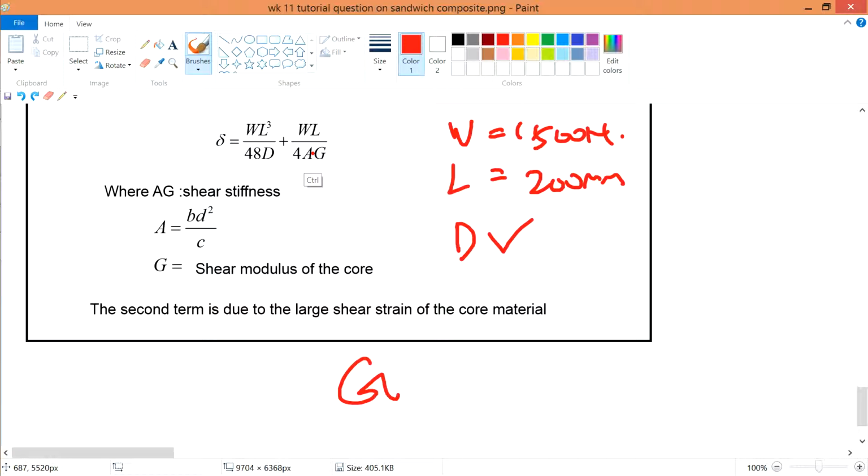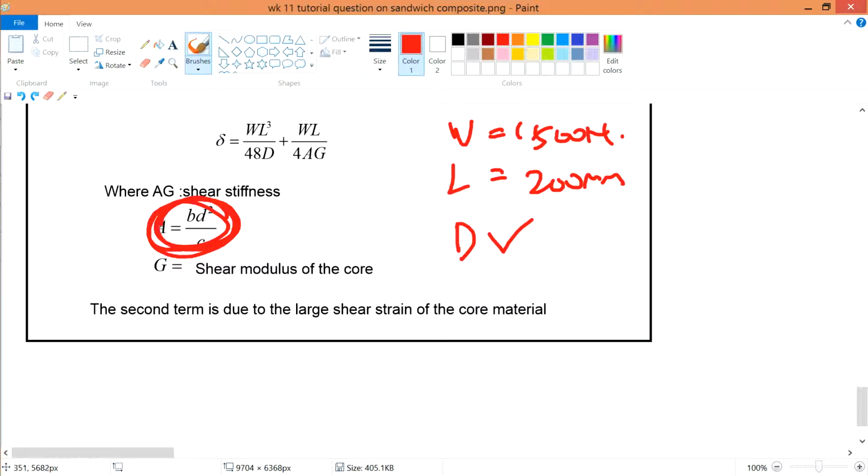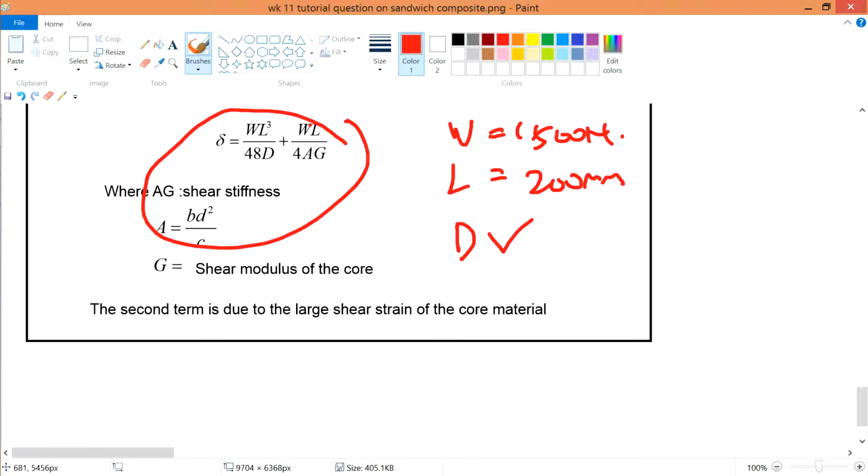A is just this thing, BD squared over C. If I'm not wrong, you should memorize everything also. Yeah, you need to memorize this one. Sorry, you need to memorize everything. Yeah, this is from the lecturer, if I never copied wrongly. Yeah, you need to memorize everything.